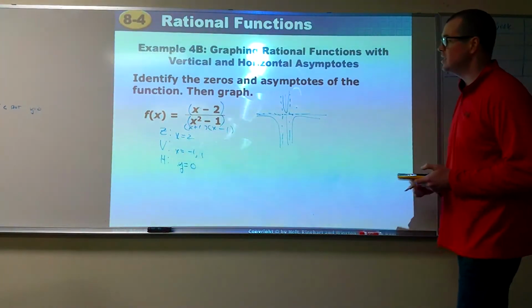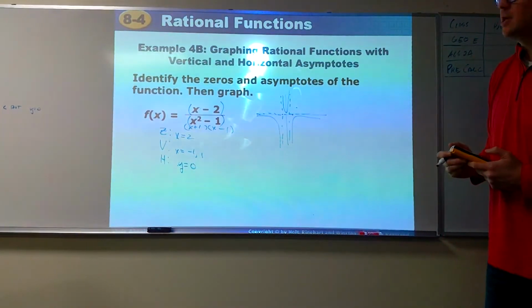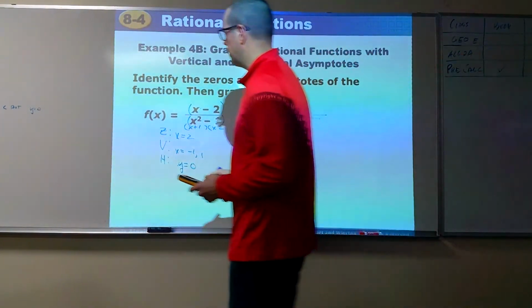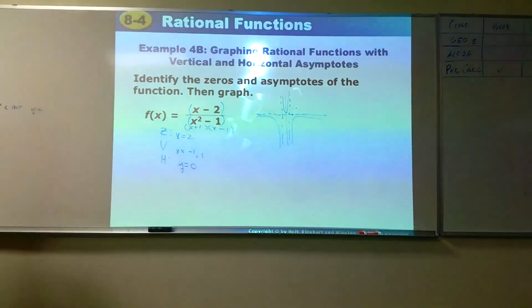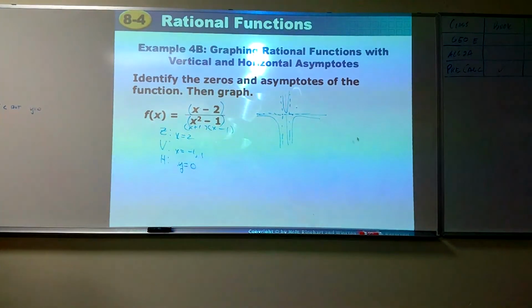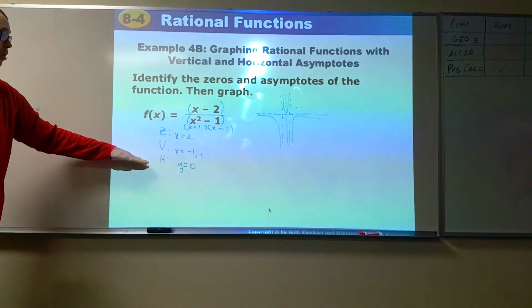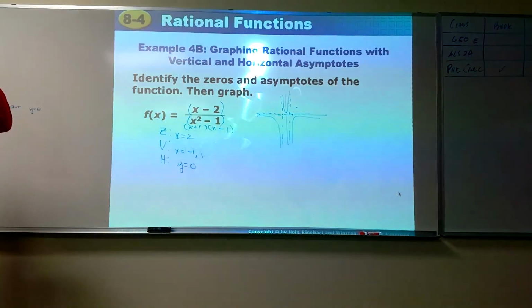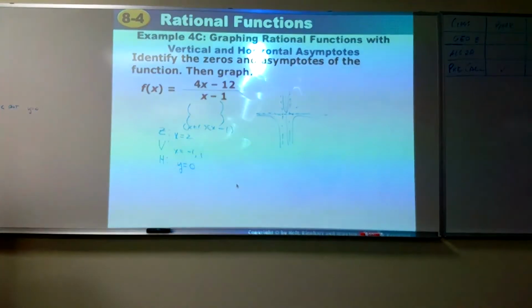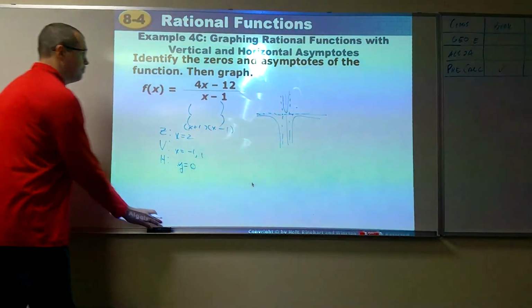Okay, and you can see that on Desmos. Just make sure you use your parentheses. Pretty slick, Rick. Okay, so zeros, asymptotes, vertical and horizontal. Zero is what makes the top 0. Vertical, what makes the bottom 0. Horizontal, you got to follow what the degree of the top and the degree of the bottom is. All right, let's do one more.